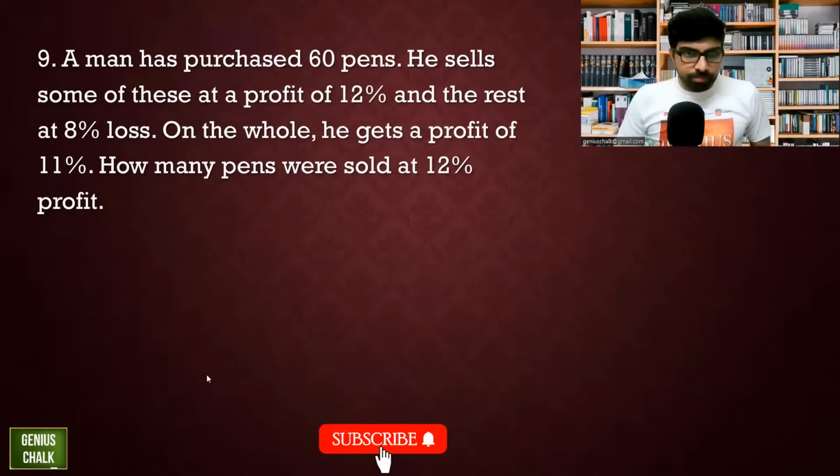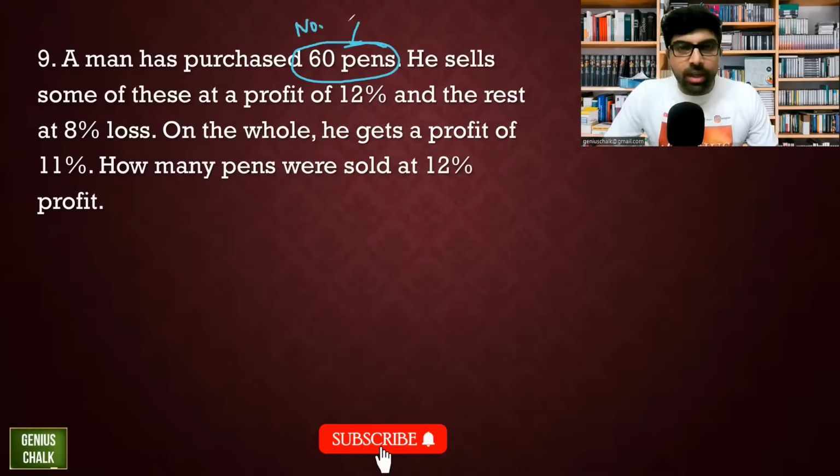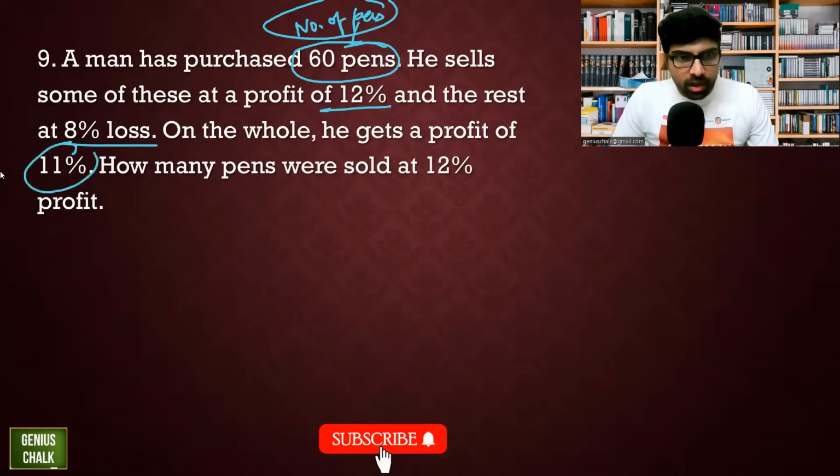Okay, next question. A man has purchased 60 pens. Now see, it is saying 60 pens. That means this time the number of pens is given. He sells some of these at a profit of 12%, and the rest at 8% loss. On the whole, he gets a profit of 11%. How many pens were sold at 12% profit? Now, cost price is not given. It is the number of pens given, and profit percentage.